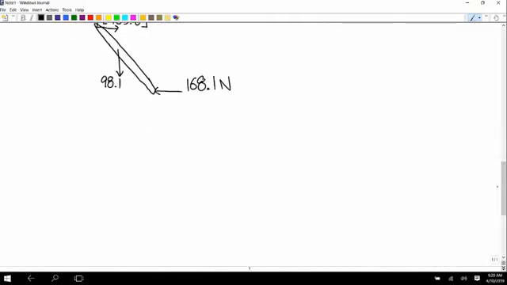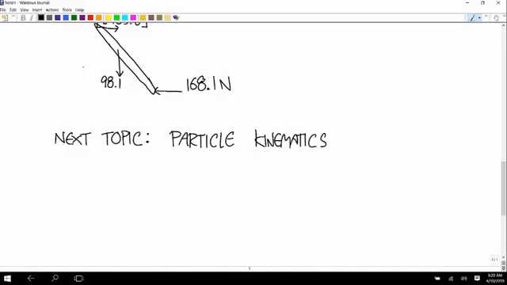Well, the next topic is active particle kinematics. So we started out with particle kinematics, then we did particle kinetics, then we did rigid body kinetics. Now we're going back all the way to like the beginning, particle kinematics. But when we did it before, we did it in non-rotating coordinate systems. Now we're going to deal with rotating coordinate systems.